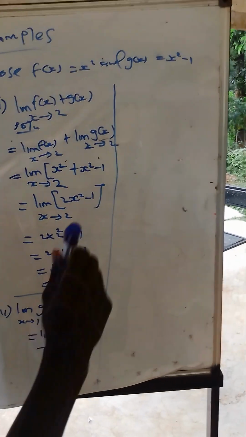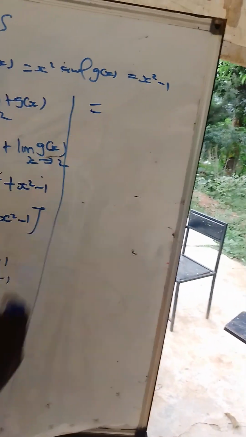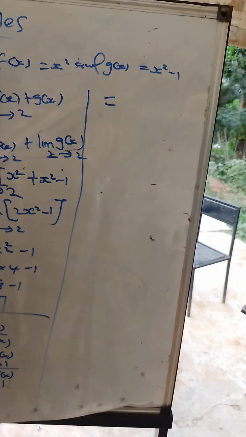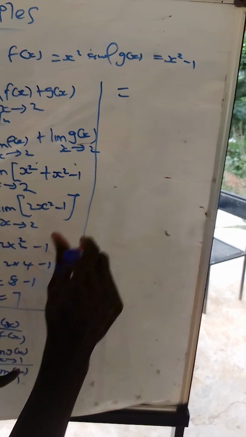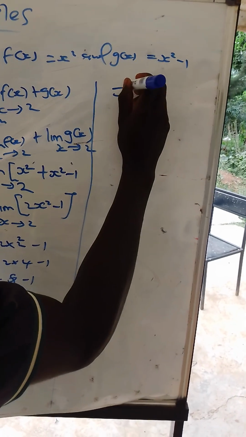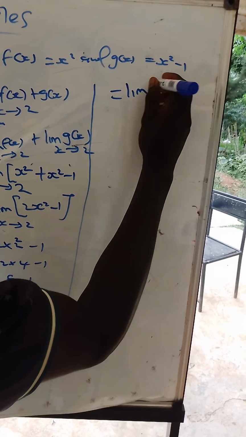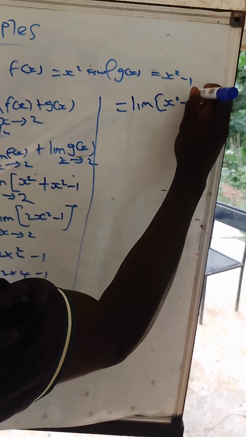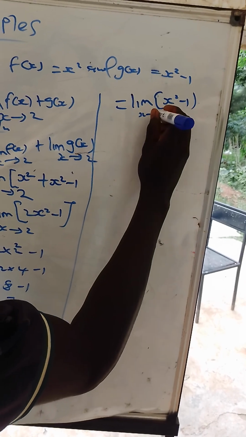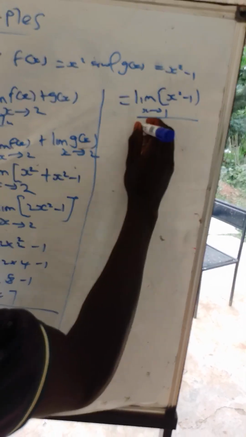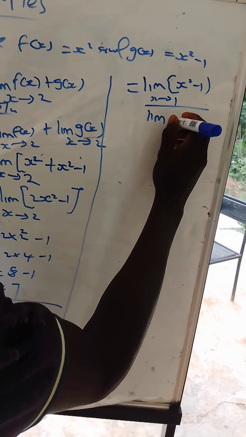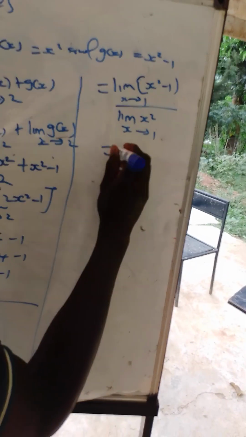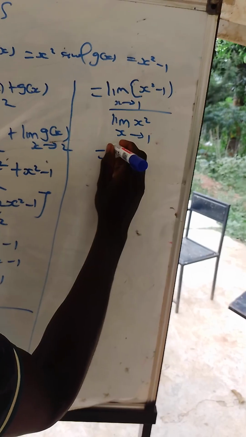Now this one can be written as, now here we are going to replace the value for the limit of the function g of x. Now here we shall say our limit of the function g of x is the same as x squared minus 1 for x tending into 1 divided by the limit of our function x squared for x tending into 1.